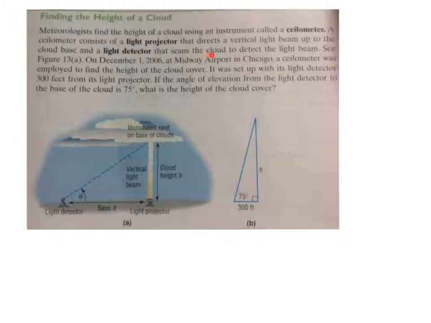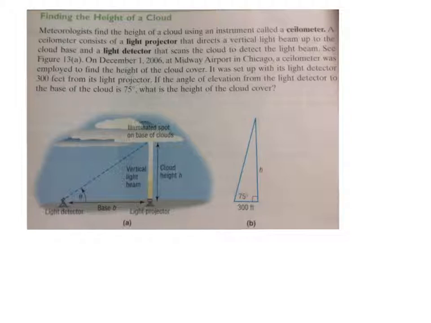And so they're measuring the heights of the clouds at Midway Airport in Chicago. And the light projector was 300 feet from the light detector, right? And the light detector is pointed up at an angle of 75 degrees at the point in the cloud where the light projector hits the cloud, right? The question is, how high is the cloud cover? We'll have to use trigonometry to solve this problem.